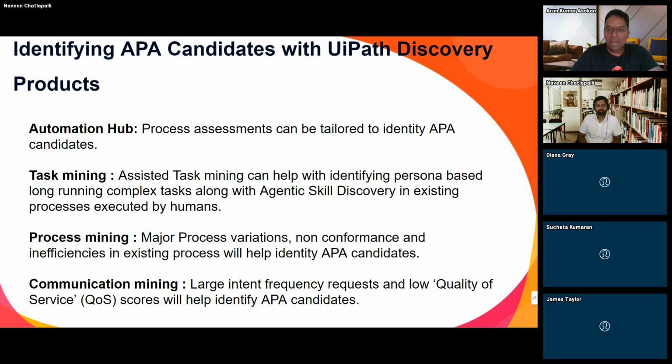Similarly, in task mining, we can easily identify long-running or persona-based characteristics of a particular user.